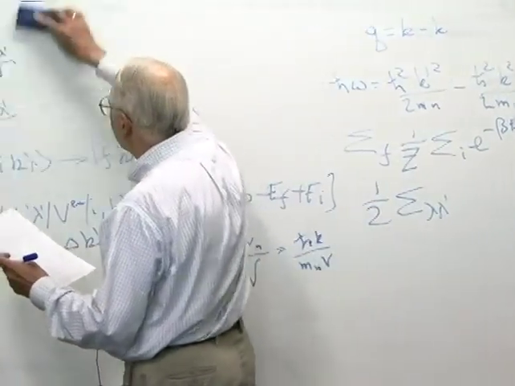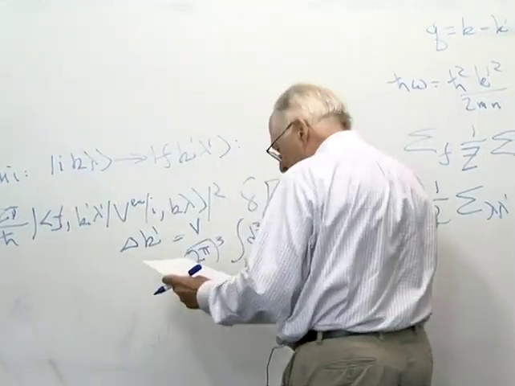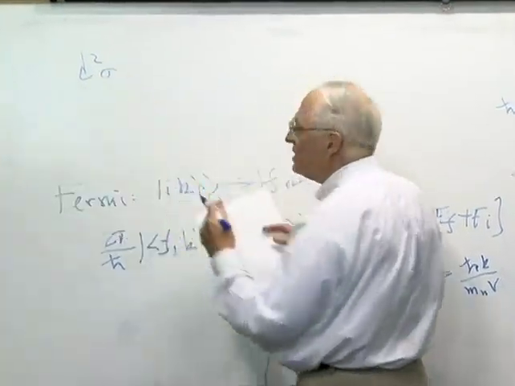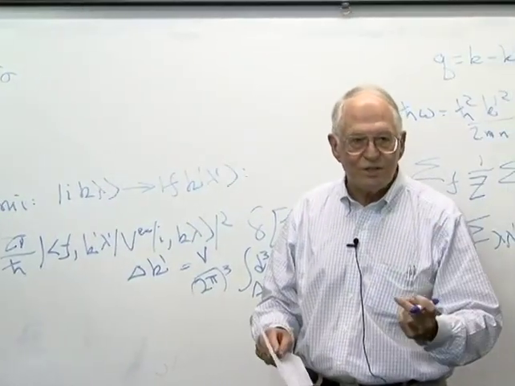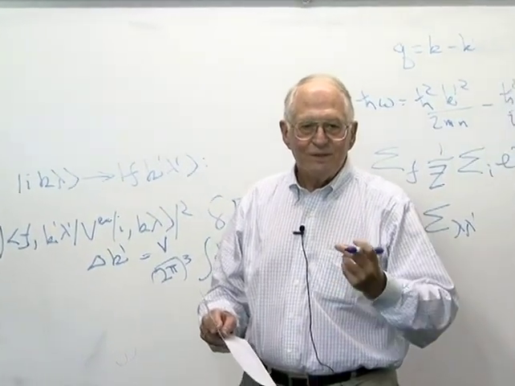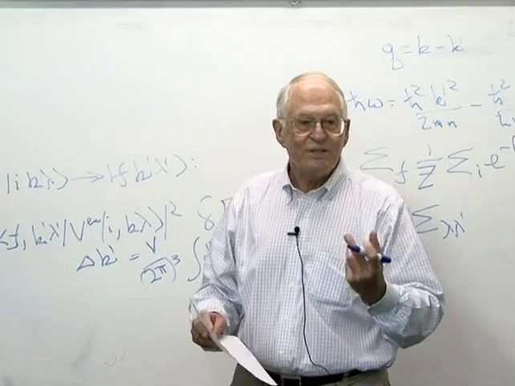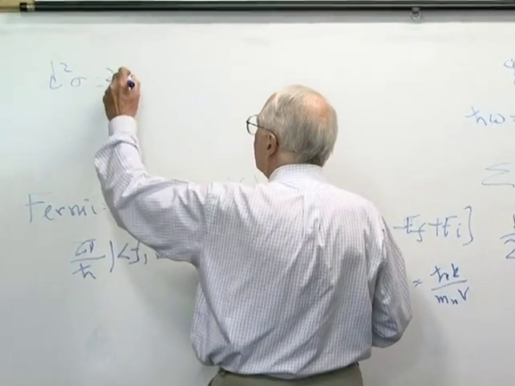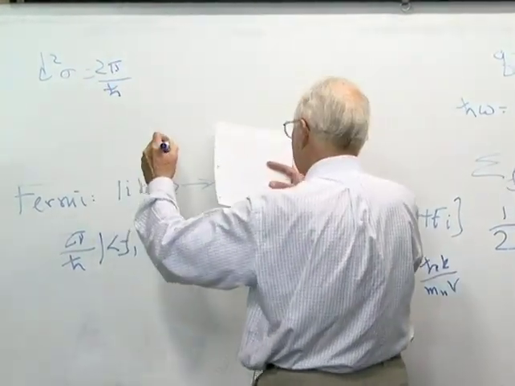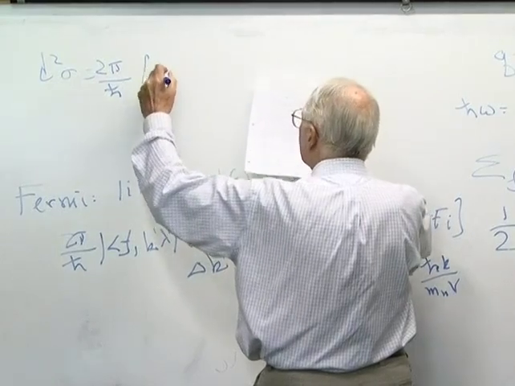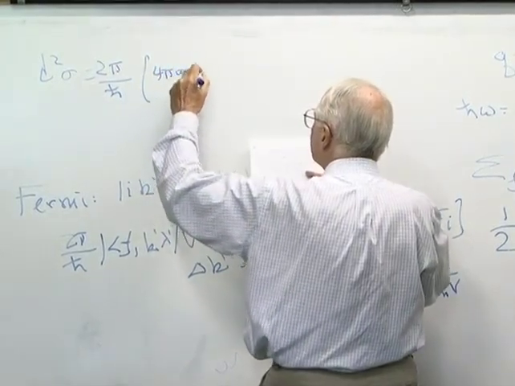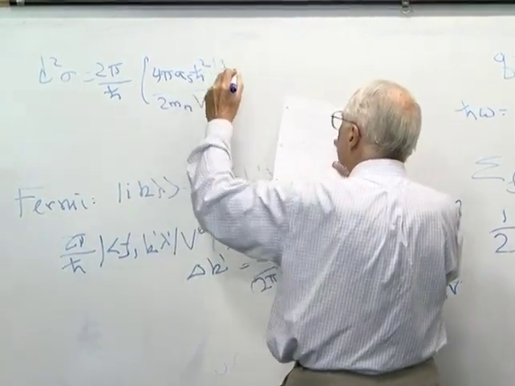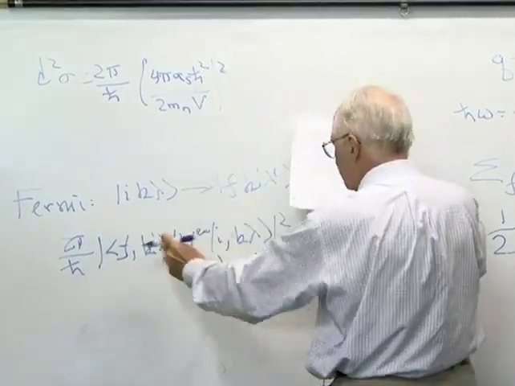So let me write this out because there are a lot of things to go on here. d^2 sigma. It's d^2 sigma because we have a differential in energy and a differential in momentum. So it's basically a double differential cross-section. You get this 2 pi over h bar. You get this overall factor (4 pi a_s h bar squared over twice the mass of the neutron times the volume) squared, because it's the square of the matrix element.